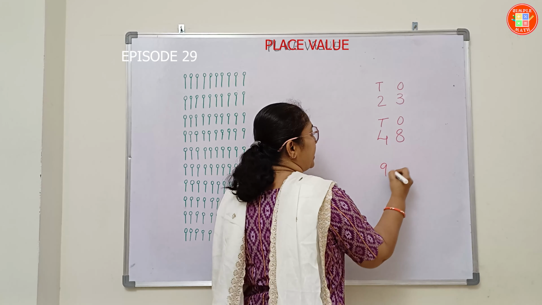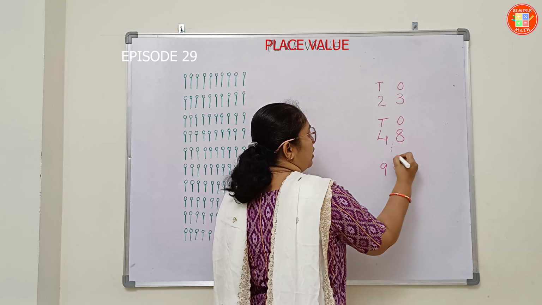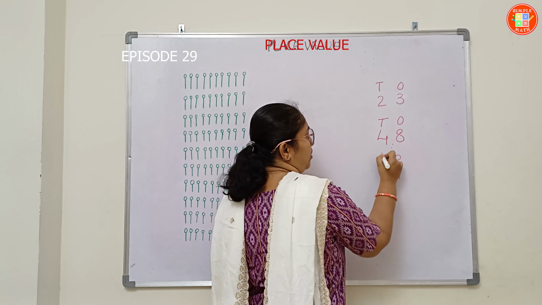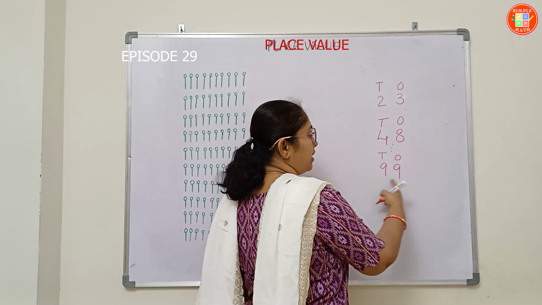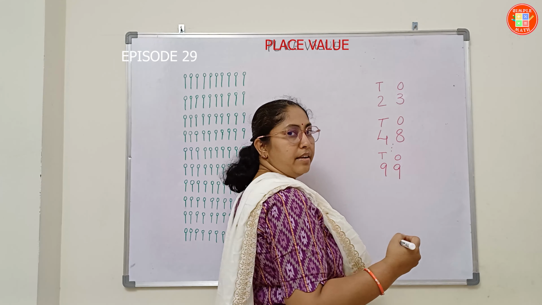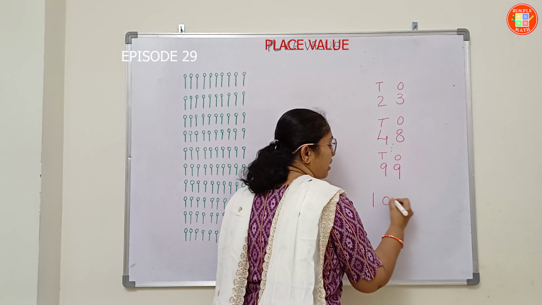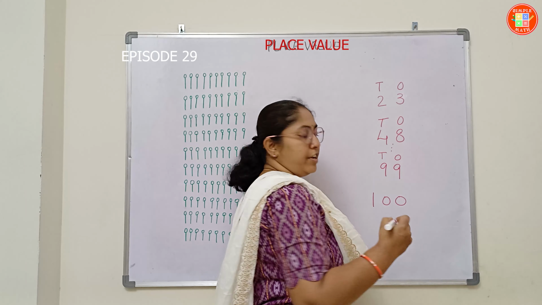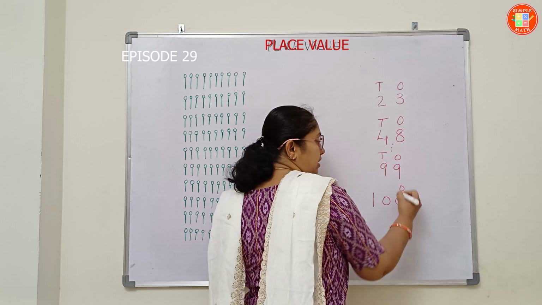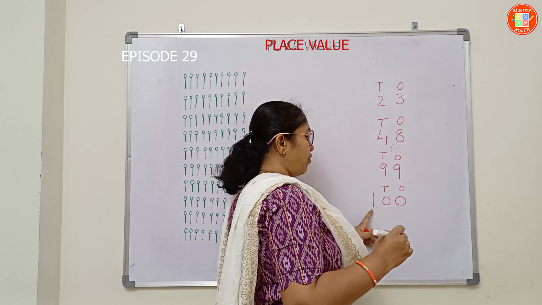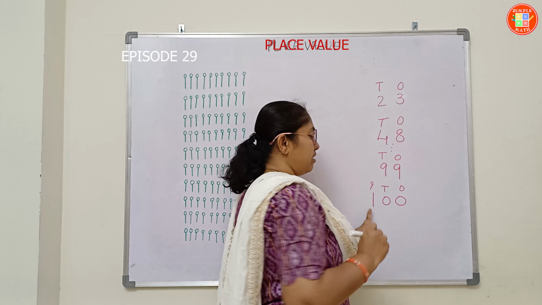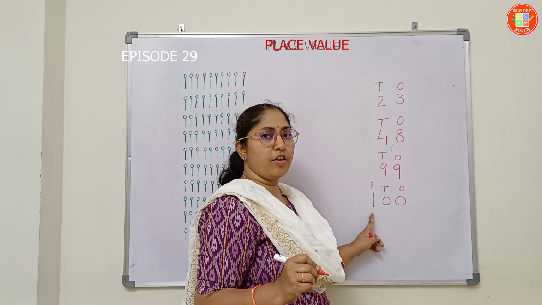So up to 99. This 9 is in ones column. This 9 is in tens column. After 99, what number do you get? You get the number 100. You know the place value of this 0 is ones. We know this place value of 0 is tens. Then what is this place value of 1 here? Do you know what is the place value of this one?